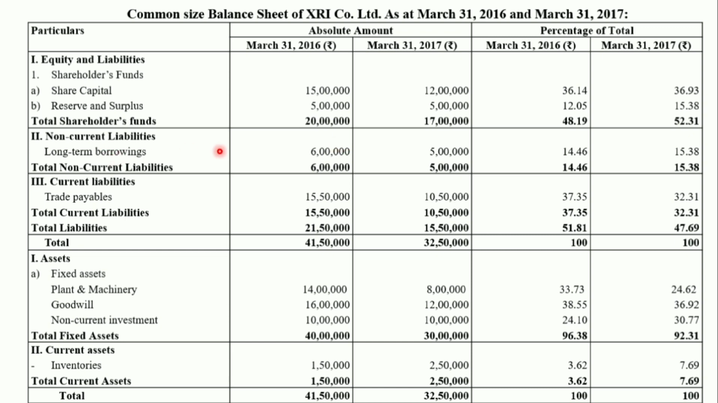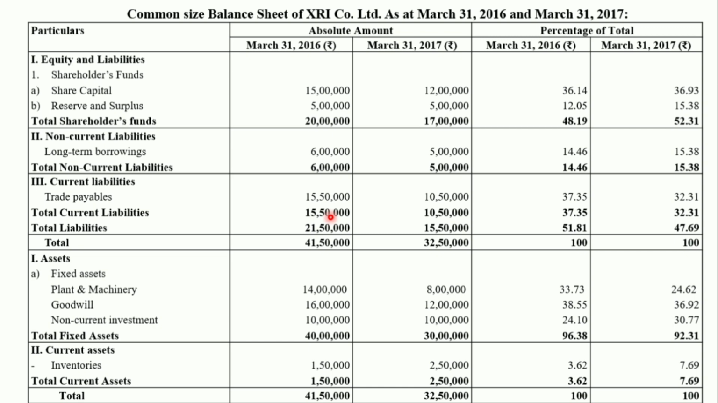Now long-term borrowing again 14.46% means 6 lakhs divided by 41 lakh 50,000 into 100. 15.38% is the long-term borrowing for 2017. And total non-current liability is the same, because only one component is given under non-current liability. Then current liability. Current liability includes trade payable. Trade payable is 15 lakh 50,000. Similarly, total current liability is 15 lakh 50,000.